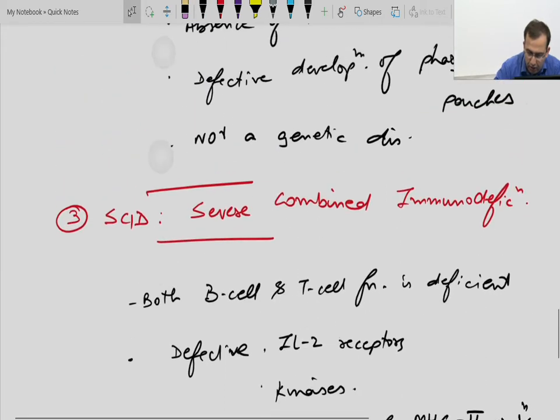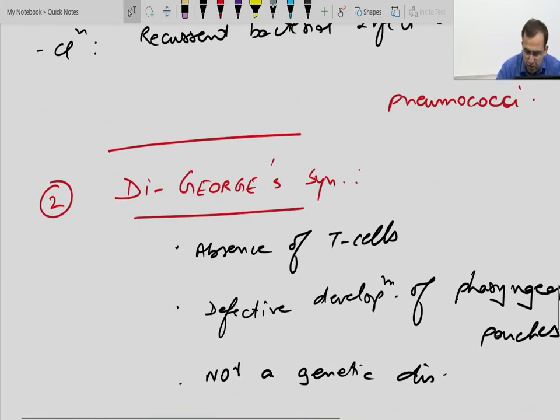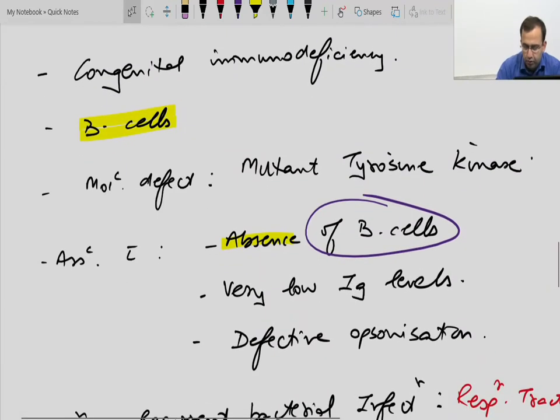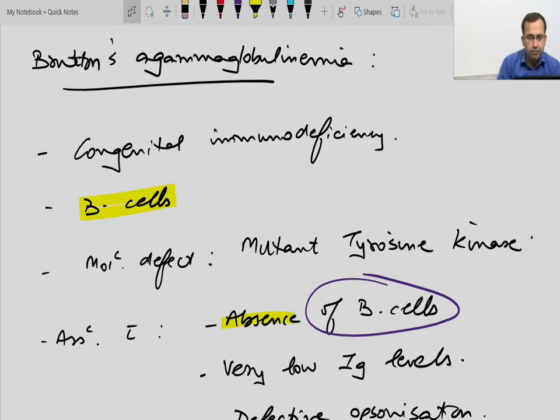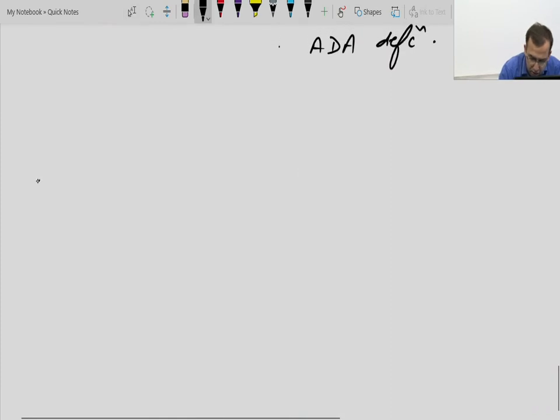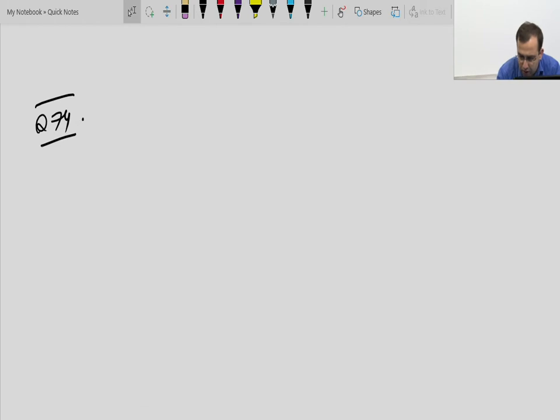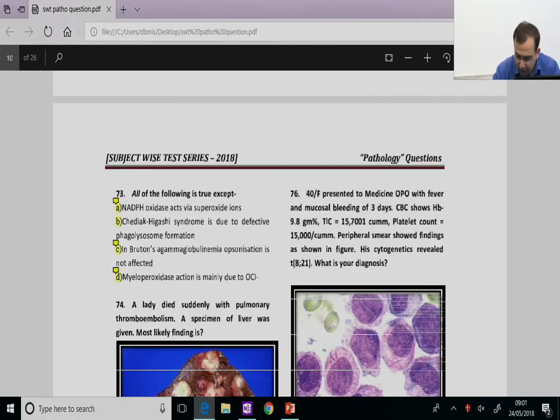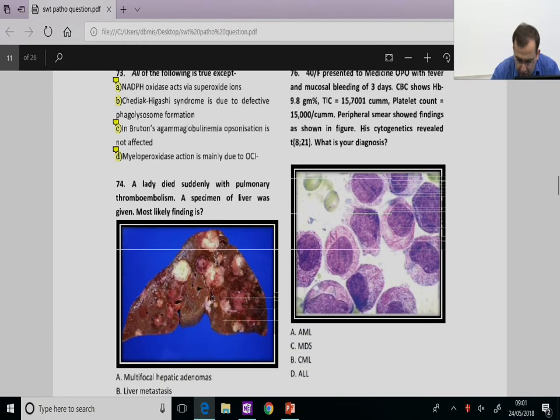So here our primary concern in the options was Bruton's agammaglobulinemia. Done. This takes care of question 73. This gets us to the next one, that is question 74. Let us have a look at it first.